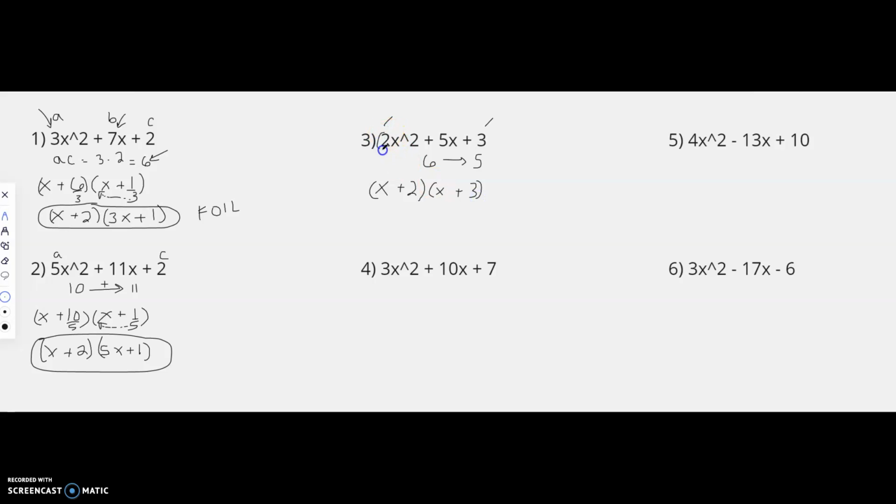Go back to the A number, this 2, and divide each of these by 2. If it divides, great. If it doesn't, put the number in front of the corresponding x. So 3 doesn't divide by 2. We have 2x plus 3.